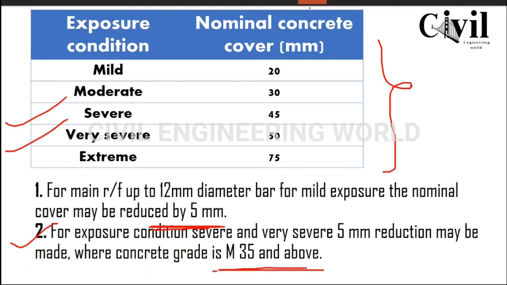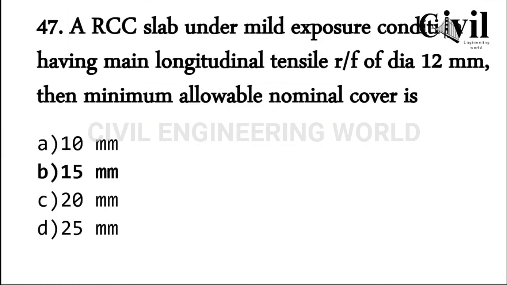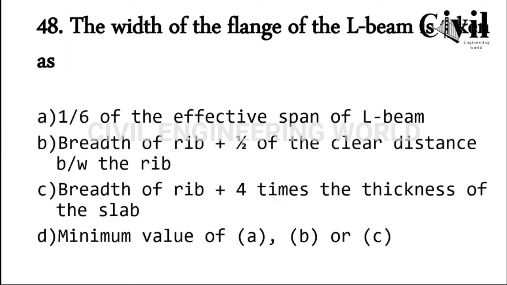So this is for your additional information. You can use it. Okay. For the next one, the width of the flange of L beam is taken as the minimum of all of the above. So our answer is D, minimum value of A, B, or C. So it depends on whichever value is smaller of all of the above.